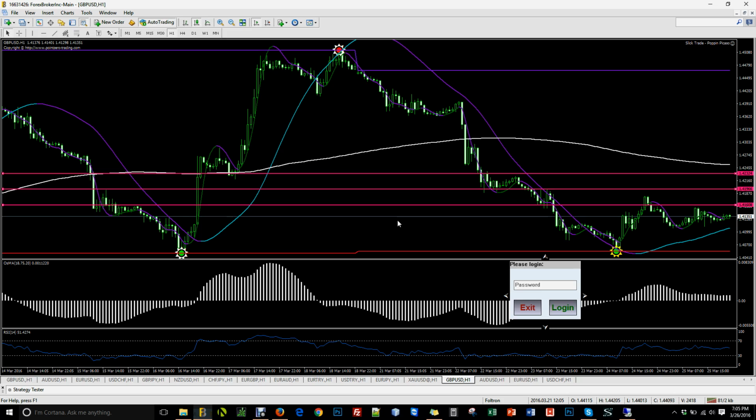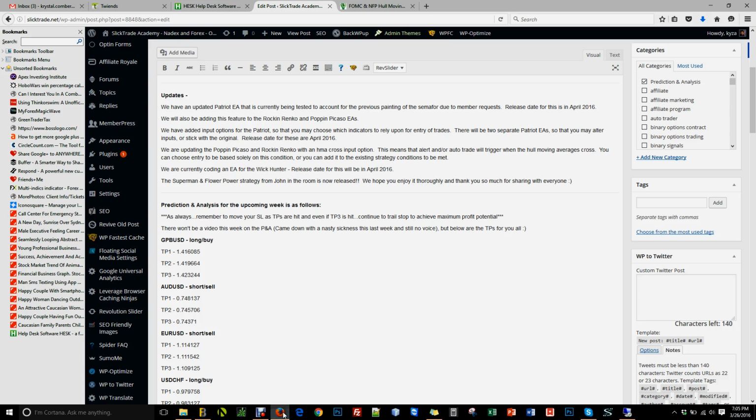You can also just turn that HMA feature on so that you just add the cross as well to the original setup rules, okay, or entry rules. Or if you just want it to be based solely on when the Hall Moving Averages cross, then you can do that as well. Okay, keeping lots of options for you guys.